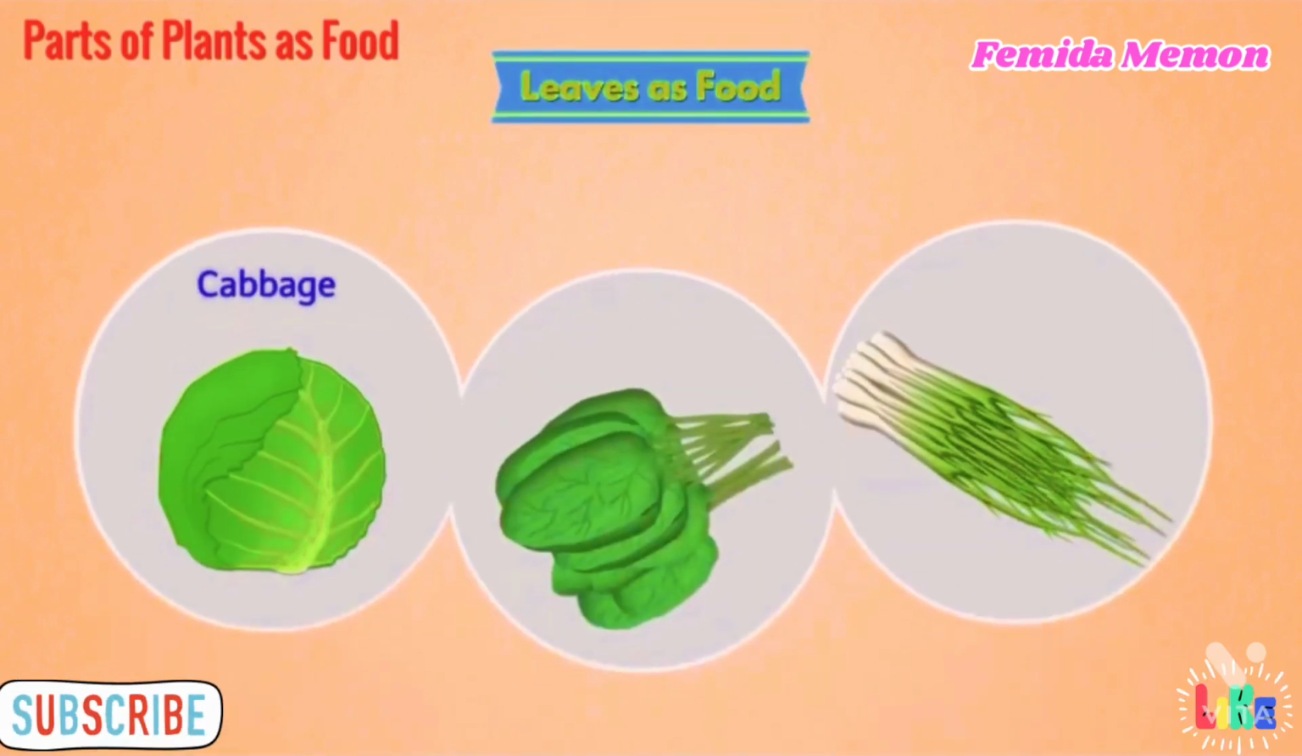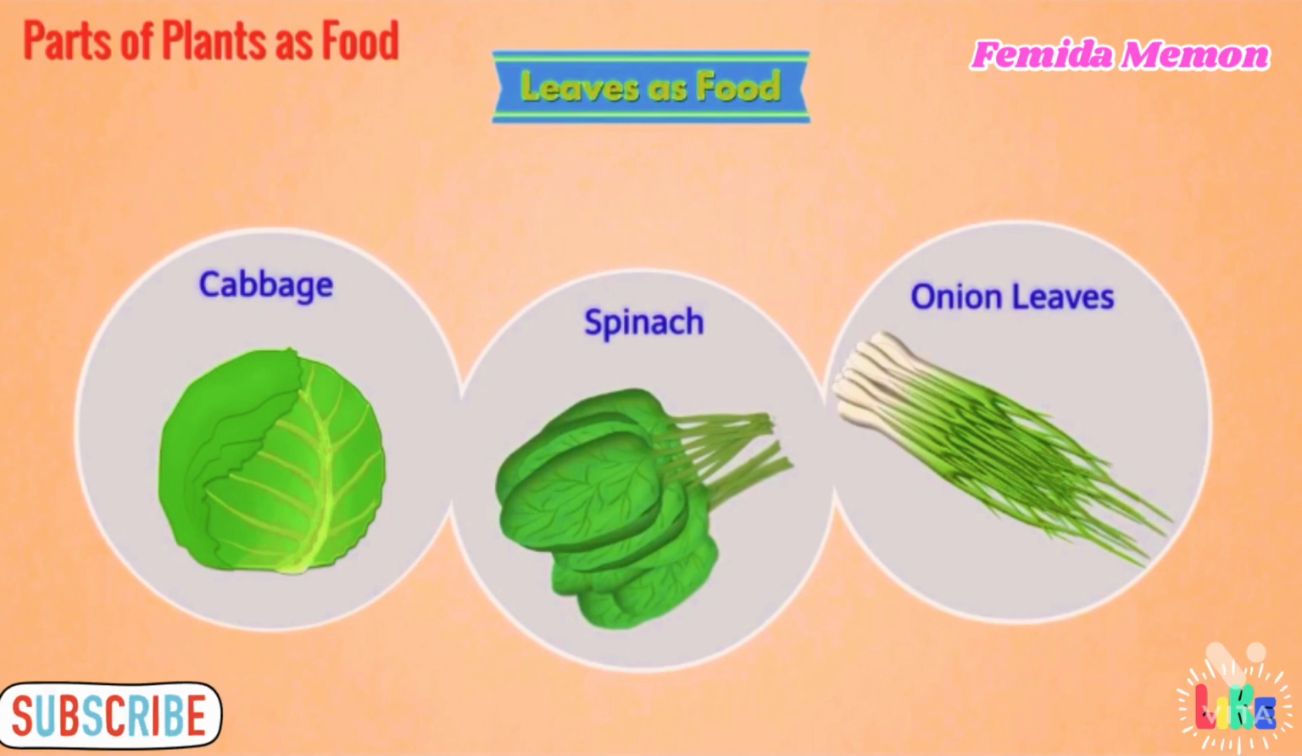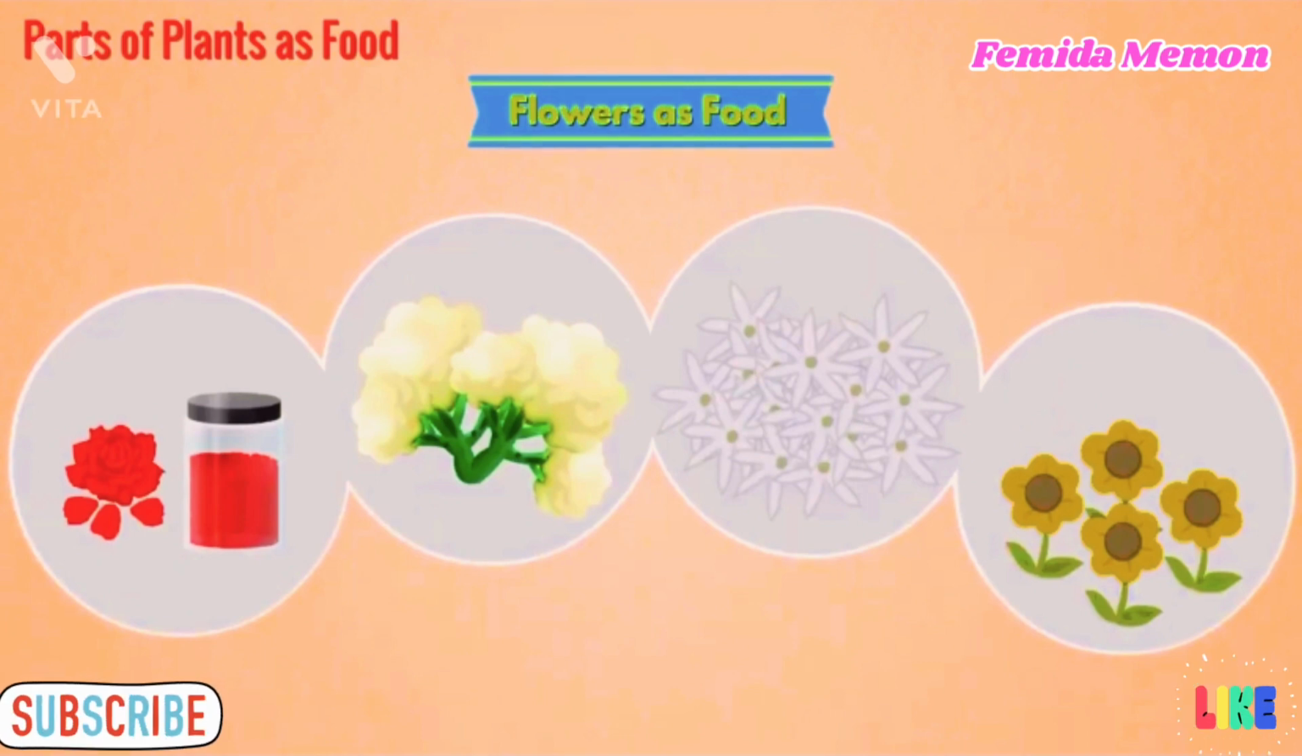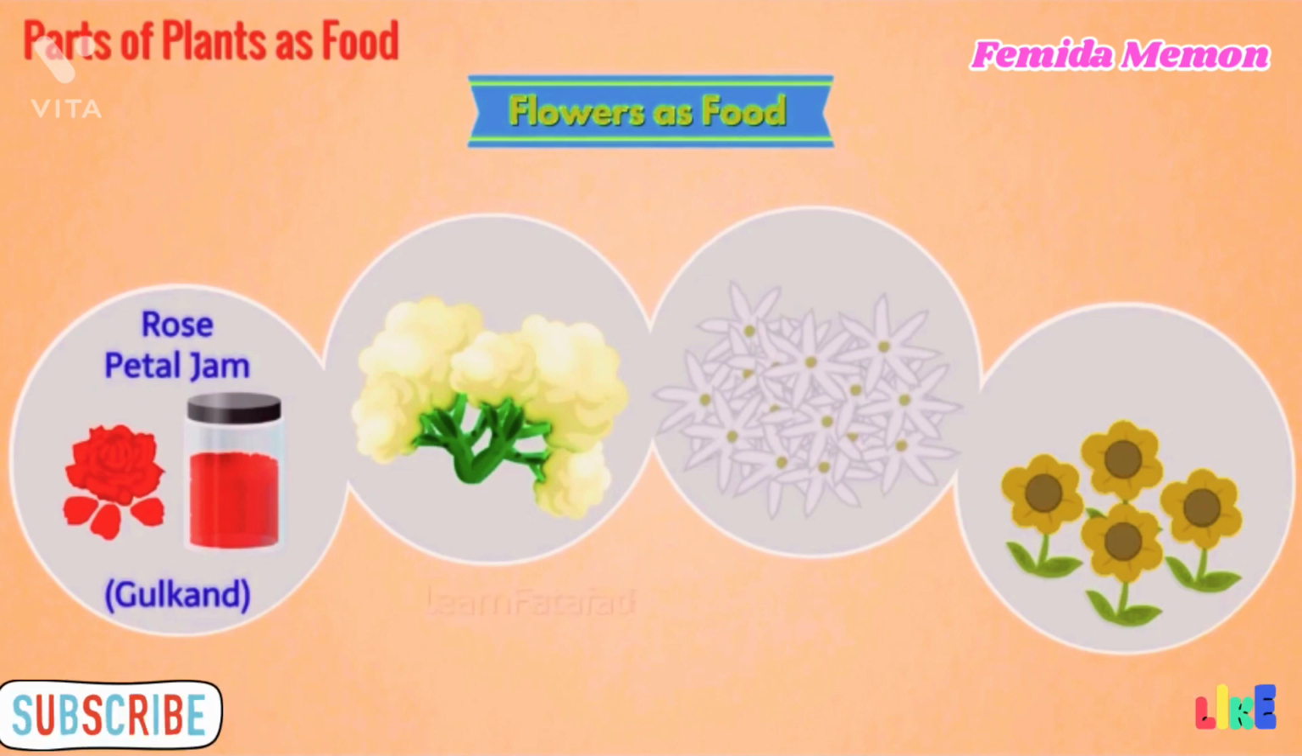Similarly, we use leaves of plants like cabbage, spinach, onion leaves, etc. as food. Flowers look beautiful. Flowers of some plants are also used as food. For example, the sweet preserve known as rose petal jam, locally called gulkand, is prepared from rose petals. Similarly, flowers of plants like cauliflower, jasmine, sunflower are also used as food.